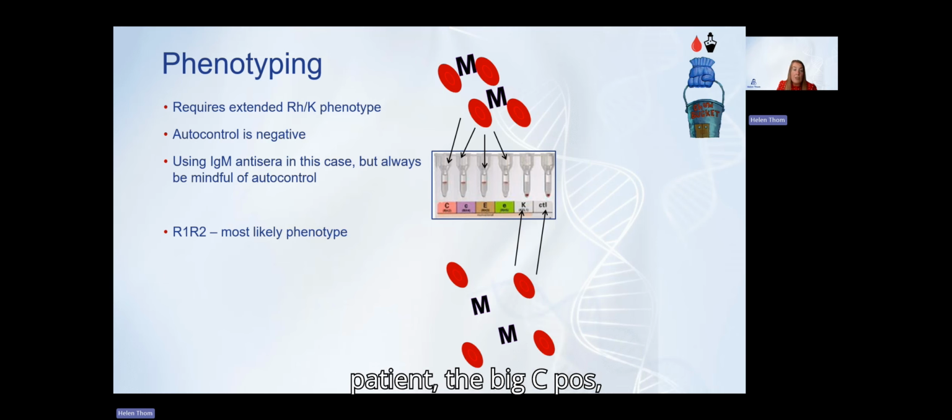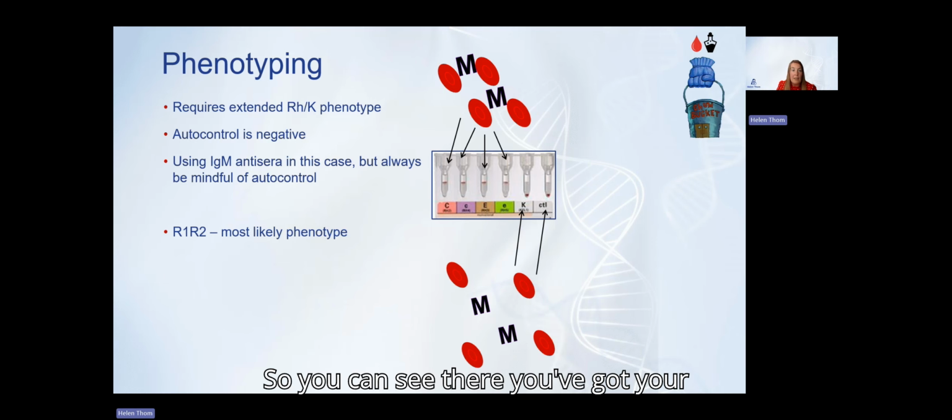And with this patient, the big C-pos, little c-pos, big E-pos, little e-pos, K-neg, and as usual, we've done our reagent control, and that is negative. And this patient, based on the RH shorthand, is an R1R2, and I've put there that that's the most likely phenotype, because it could be that they have a different genotype, but most likely, based on the frequency of these 2 phenotypes, it's most likely that this patient is an R1R2.